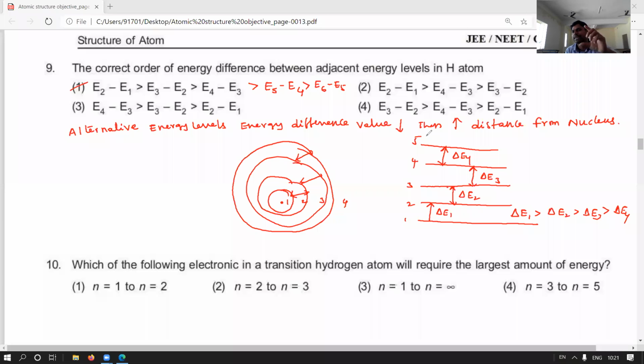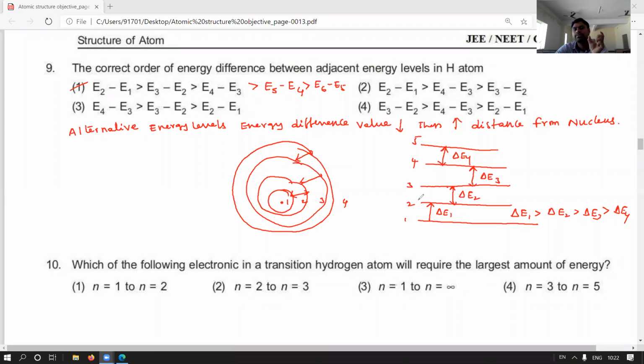In between that, how many energy levels are there? Only one energy level is present. So in successive energy differences, E3 minus E2 means the energy difference between the second level and the third level, and E2 minus E1 means the energy difference between the second energy level and the first energy level.